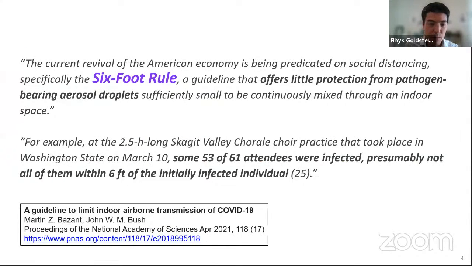So here's some excerpts from a paper in the National Academy of Sciences, and I'm just going to highlight the key points here. The 6-foot rule, it says, offers little protection from pathogen-bearing aerosol droplets. Yes, it protects you from ballistic droplets. It doesn't protect you from the aerosol droplets that mix throughout a space. And then they give an example of a choir practice where 53 attendees were infected. Not all of those 53 people could have been within 6 feet of the contagious individual. And there are many other examples.